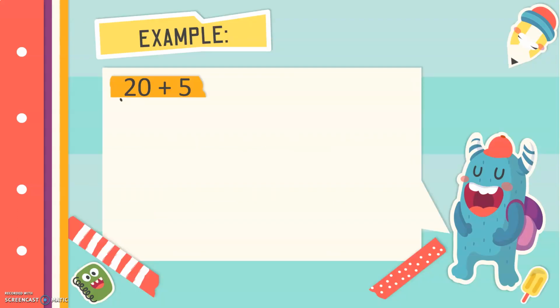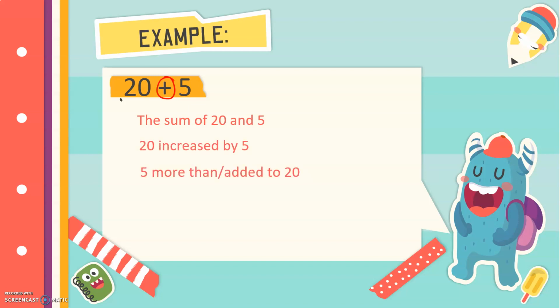So let's have this mathematical expression. Okay, we have 20 plus 5. The operation involved between 20 and 5 is addition. So we have to remember any keywords related to addition, which we recalled already earlier. Okay, so to translate 20 plus 5 into words, we can simply say the sum of 20 and 5, 20 increased by 5, 5 more than 20, or 5 added to 20. We also have the total of 20 and 5, or simply 20 plus 5.